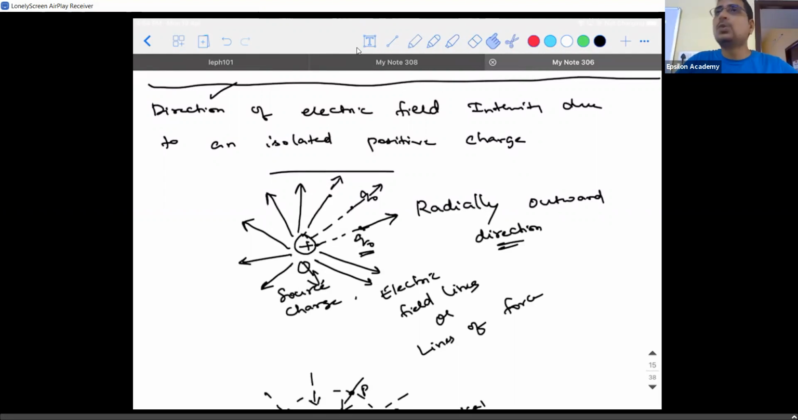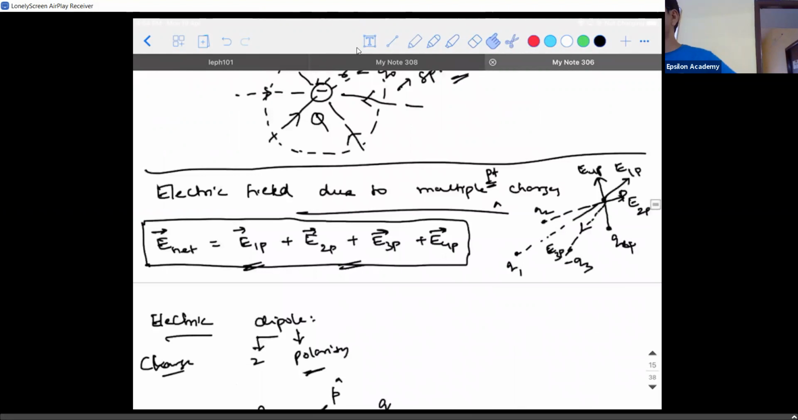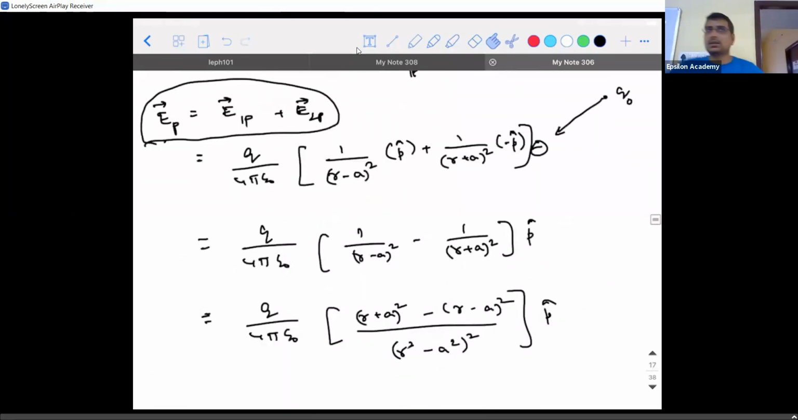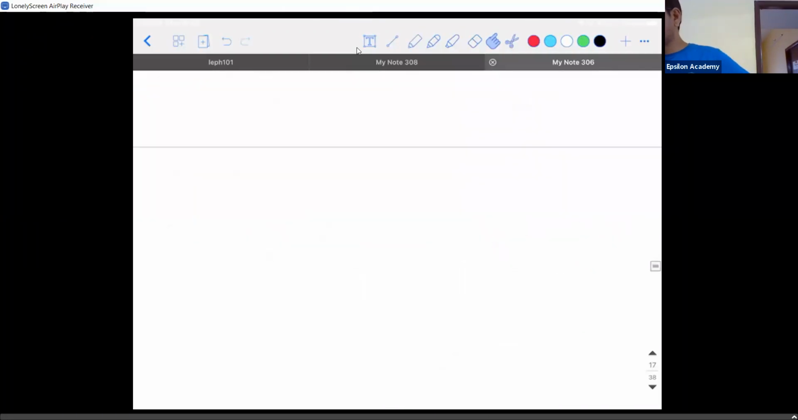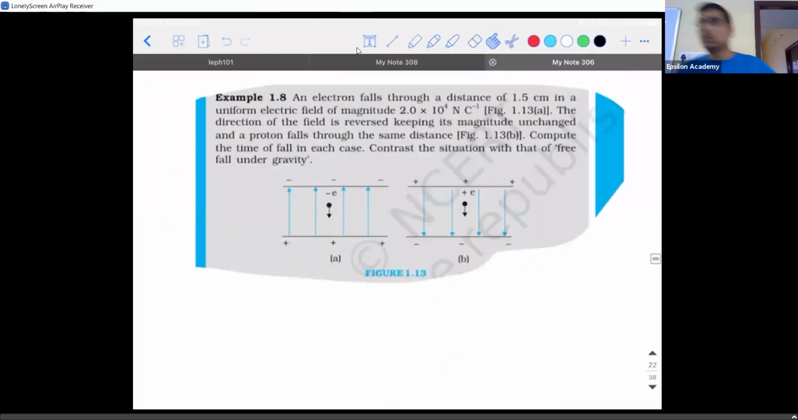So have this point in your mind: electric field due to an isolated positive and a negative charge is always non-uniform. So what is the source for generating uniform electric field? We will see it at the end of this chapter. I'll tell you at that point. Now what they're trying to say is, there is some source which has already generated a uniform electric field.